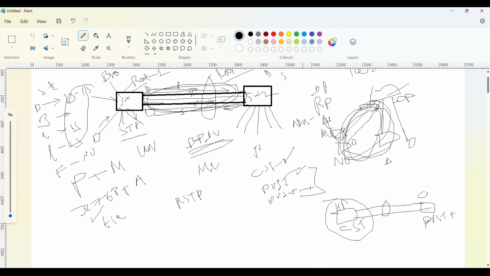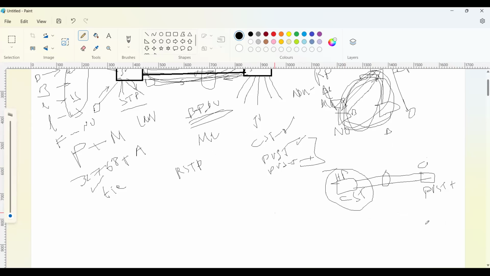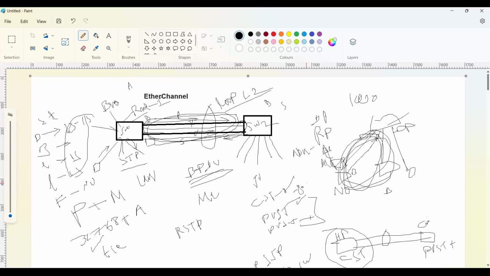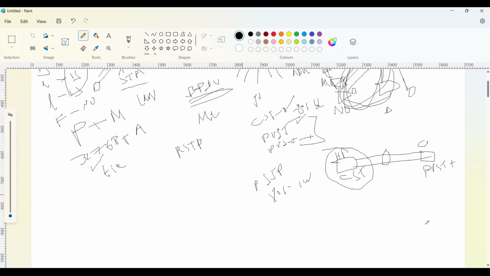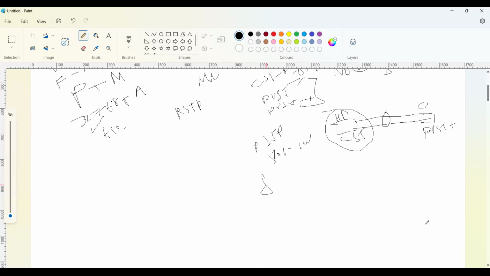And what about Rapid Spanning Tree? Rapid Spanning Tree Protocol, RSTP, is an open standard protocol. The standard is 802.1w, and STP is 802.1D. RSTP has fast convergence compared to STP. And we have port roles here.